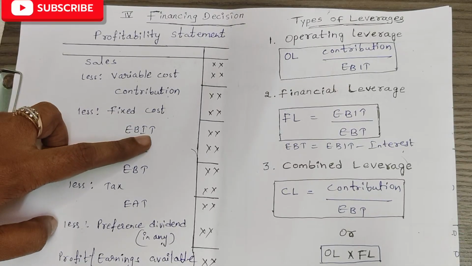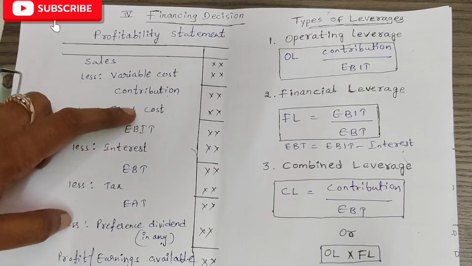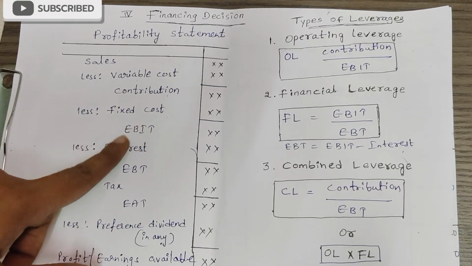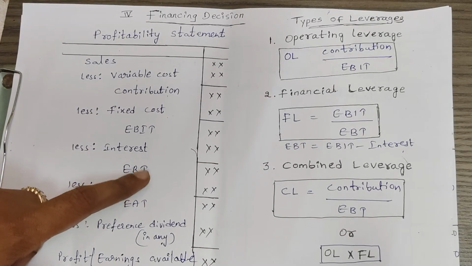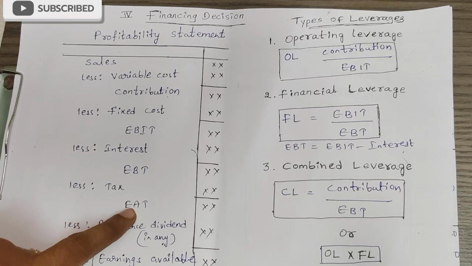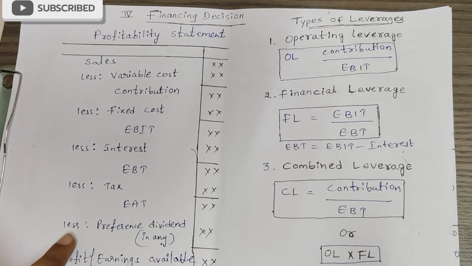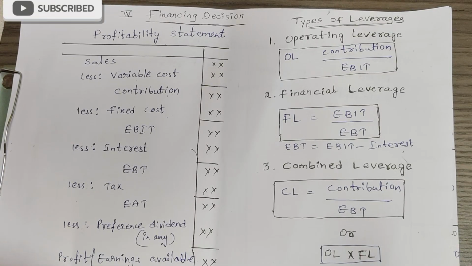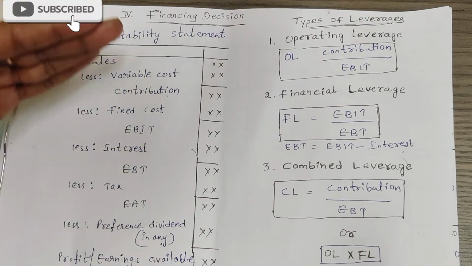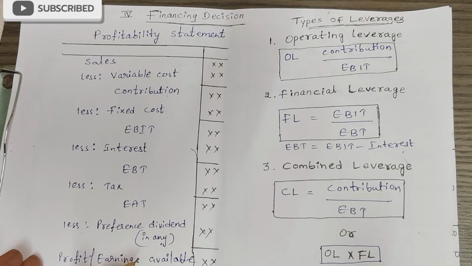After getting EBIT, deduct interest, and you will get earnings before tax, EBT. After getting earnings before tax, deduct tax, and you will get earnings after tax. Then if you have any preference dividend in your question, deduct that. You will get the profit or earnings available to equity shareholders. So this is the procedure to calculate profit. If you know this statement, you can easily calculate leverage ratios.